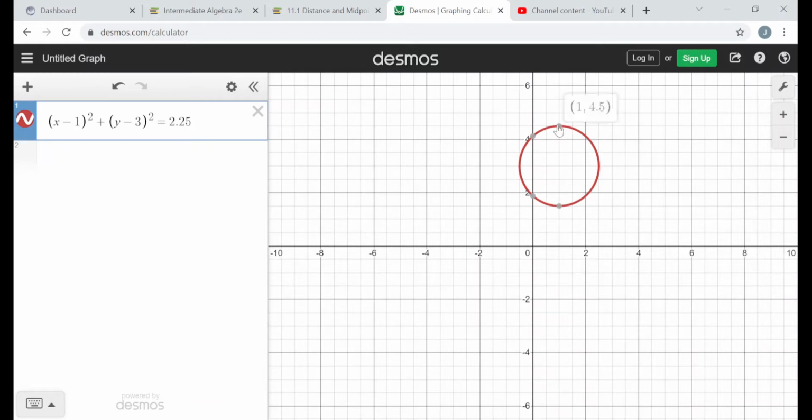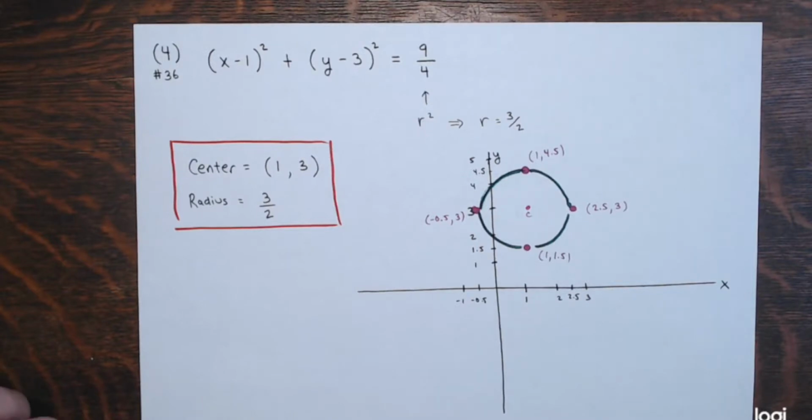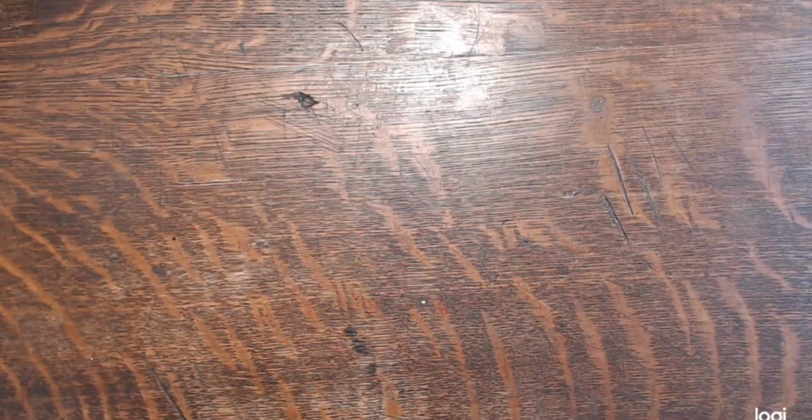And yeah, look at the points. 1 comma 4.5, I had that. 1 comma 1.5, I had that. 2.5 comma 3, I had that. Negative 1/2 comma 3, I had that. And all these are centered at the point 1, 3. And every point on this circle should be 1.5 units, 3/2 units away from the center. Looks good. Alright, next question.